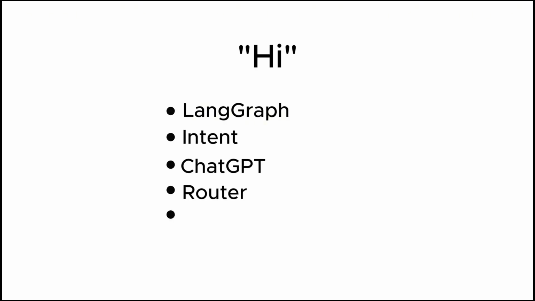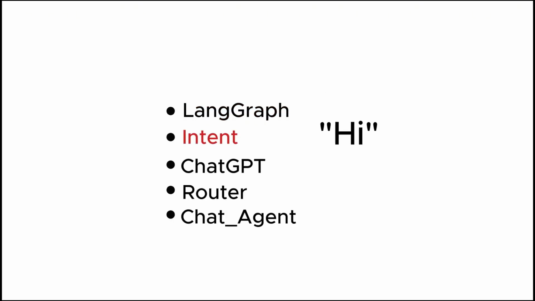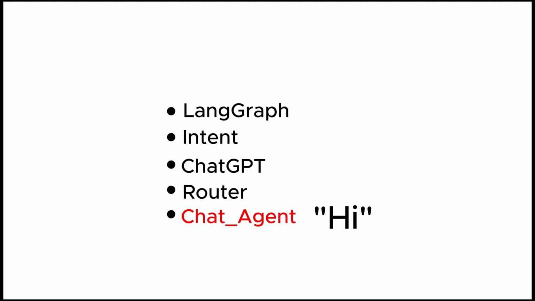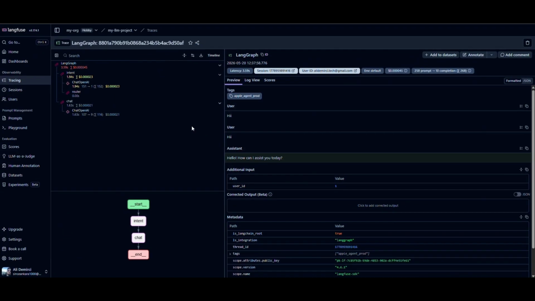The message will first enter the LangGraph. Then our intent agent function will start running. After that, our intent agent, which uses ChatGPT as a model, will work to understand the intent, and it will route the message to the relevant agent based on the detected intent, whether that's support or order. Since the word hi came through in this example, our chat agent will step in, and then our chat agent will generate a response for the user using ChatGPT. Now let's observe the system through Langfuse.